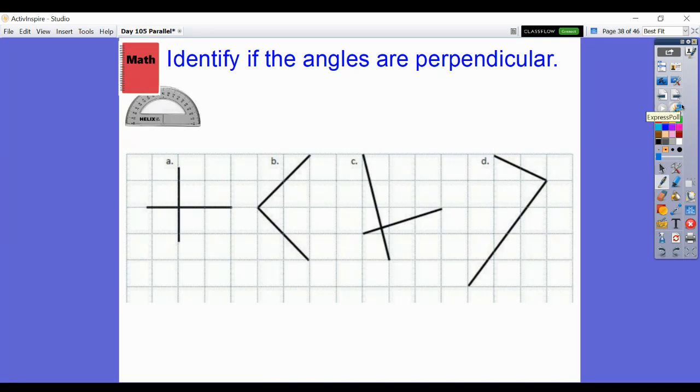Identify if the angles are perpendicular. Here's our little protractor. Again, if you measure the angle where the lines meet, if it's a 90-degree angle, a right angle, then the lines are perpendicular. If not, they are intersecting. But in neither case are they parallel. Parallel lines do not make contact, so there is no angle to measure. So let's try A.